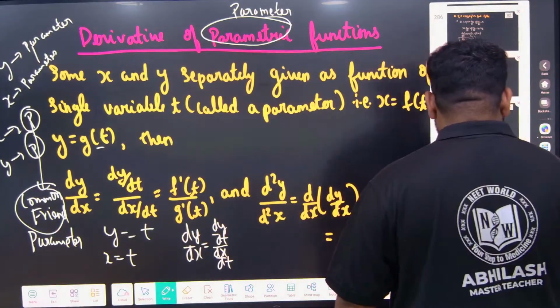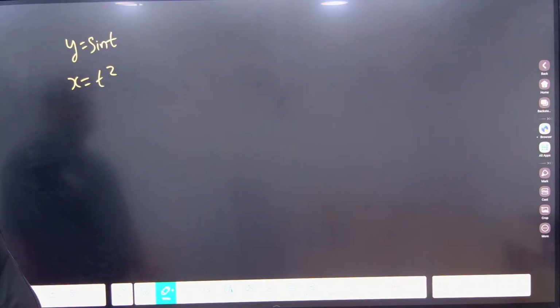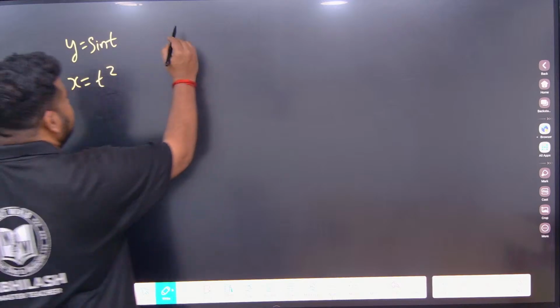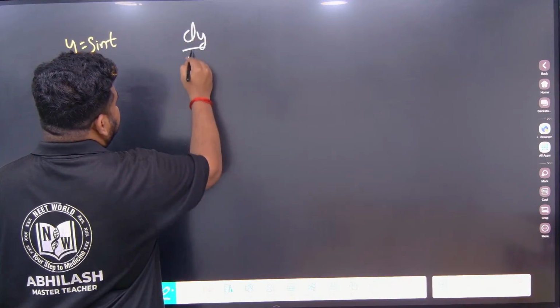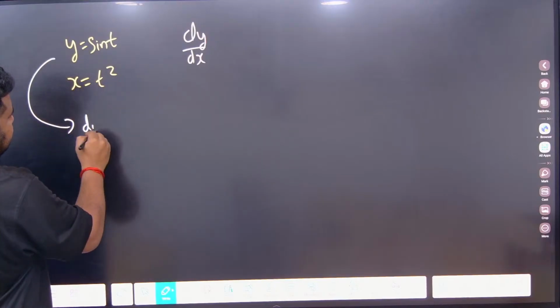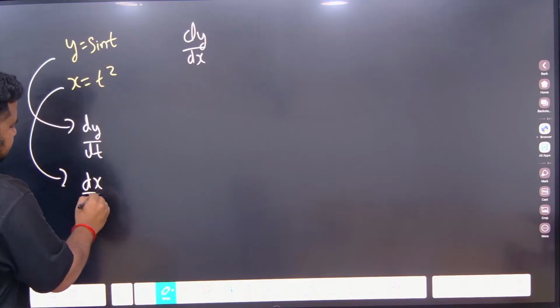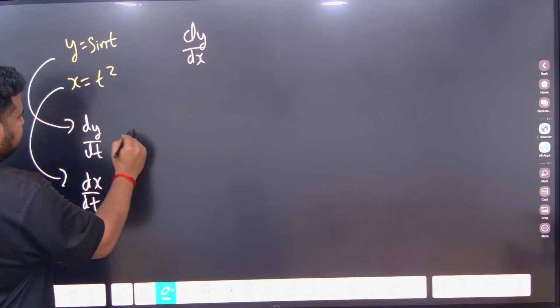Now let us proceed with parametric differentiation. How to do this? Take an example: y is equal to sin t and x is equal to t square. If they ask you to find dy by dx, what will you do? First you will find dy by dt, then you will find dx by dt.